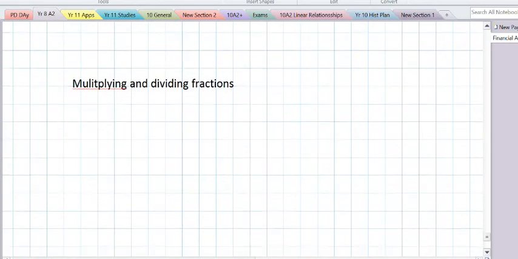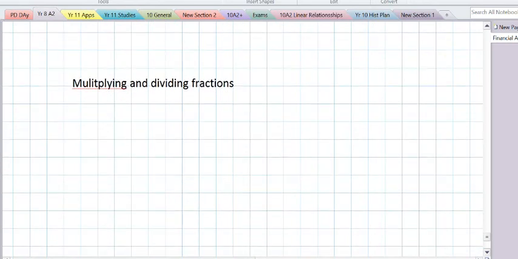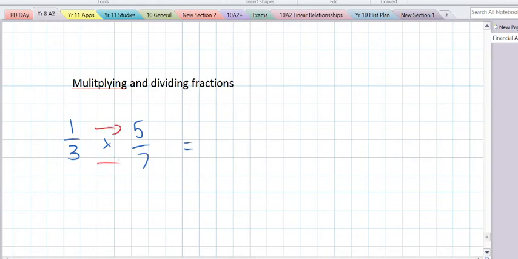Alright, multiplying and dividing fractions. I know I'm going quickly, but I have to. Multiplying and dividing fractions: if you have 1 over 3 times 5 over 7, multiplying fractions is the most beautiful thing in the world. You do exactly what it says: multiply the top and the bottom. So you have 1 times 5 is 5, 3 times 7 is 21.